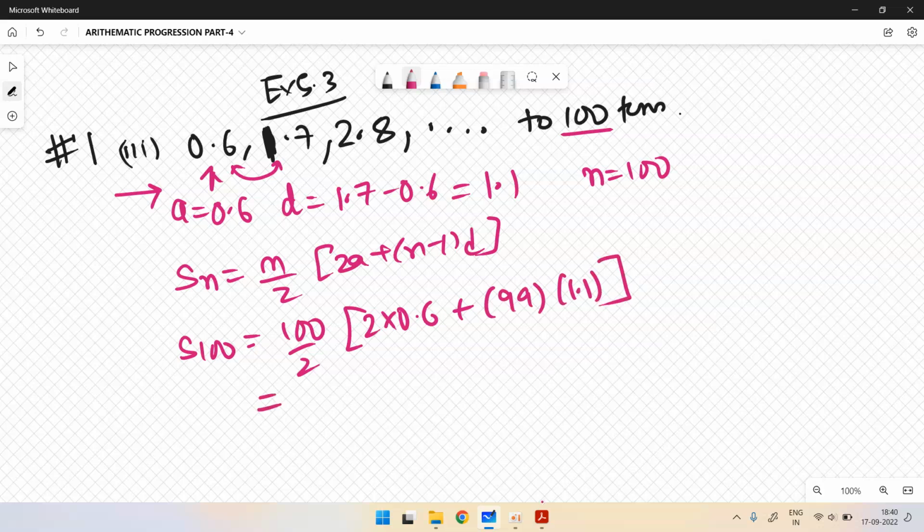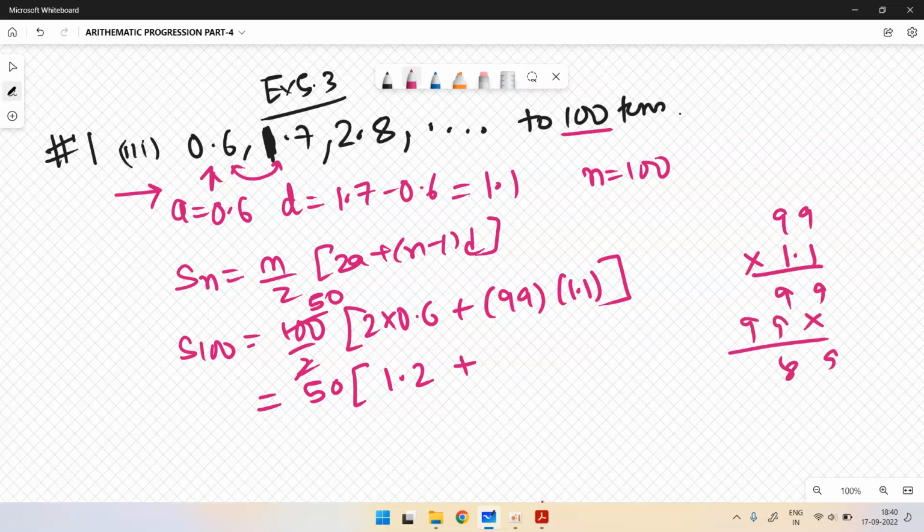So this is 50 into (1.2 plus 99 into 1.1). 99 into 1.1 is 108.9. So 50 into (1.2 plus 108.9), which is 110.1.